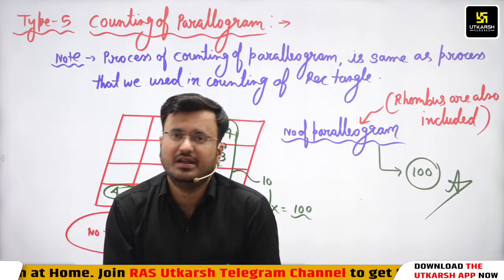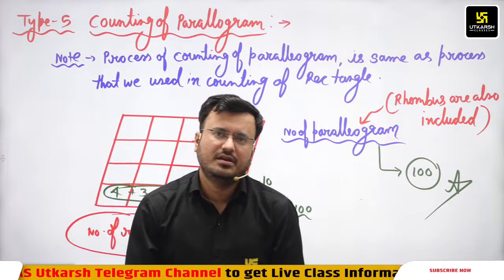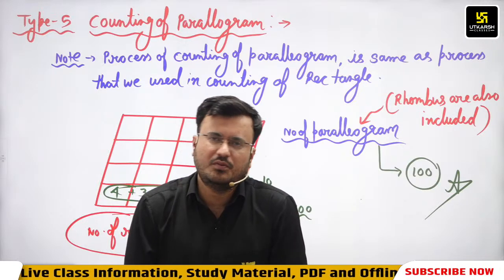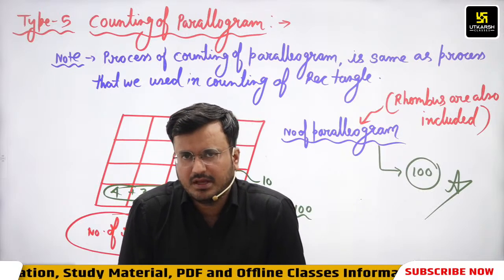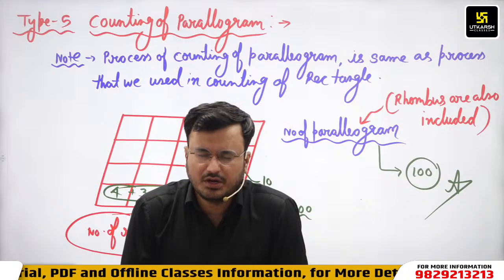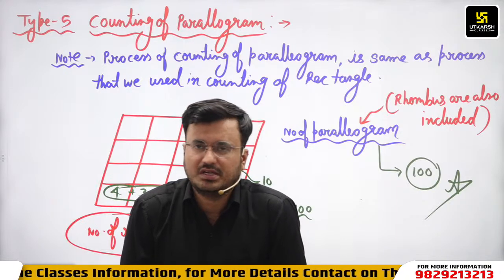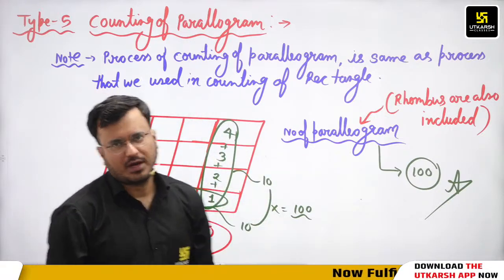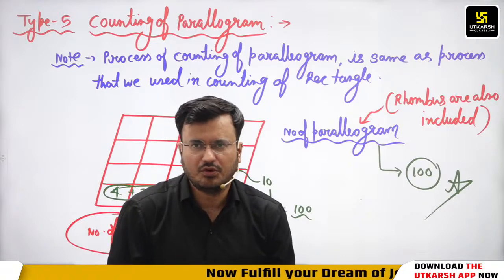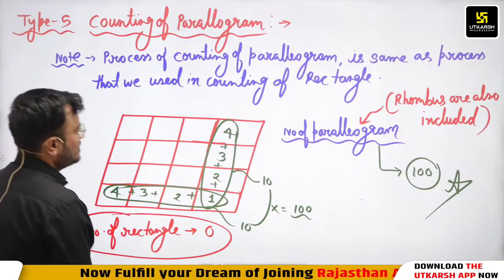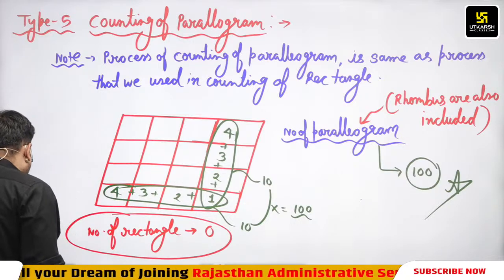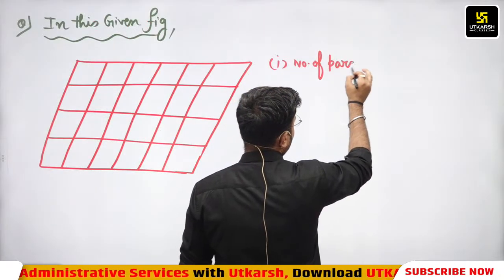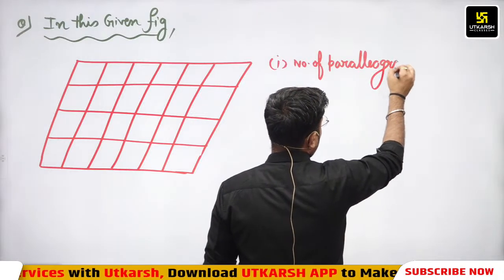Similarly, the definition of rhombus satisfies the definition of parallelogram. That's why in counting of parallelograms we need to include rhombuses also. All rhombuses are parallelograms, but not all parallelograms are rhombuses. So rhombuses are included in counting of parallelograms. So the number of parallelograms we need to count.